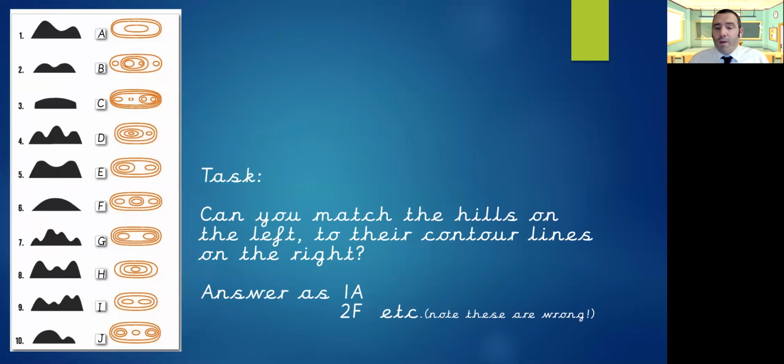Now, please note, the answers that are on the screen are definitely wrong. I wouldn't be that kind as to give you all of these. If you feel like you're a little bit stuck, go back and watch the last slide where we talked through how to read the features on the two-dimensional map to look at the three-dimensional model, and then come back and have another go.